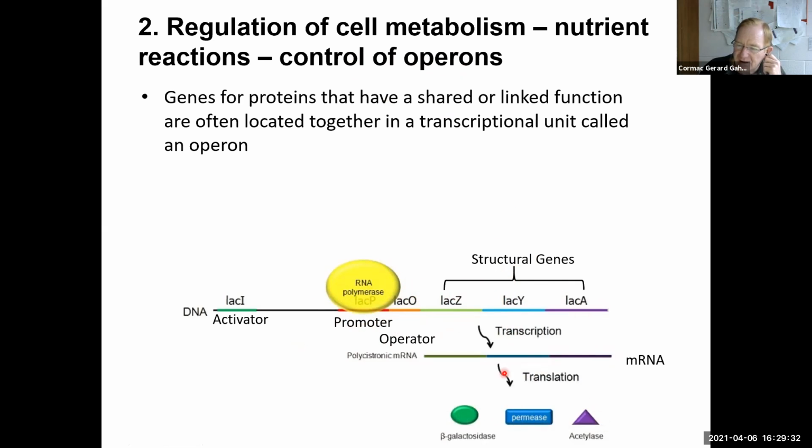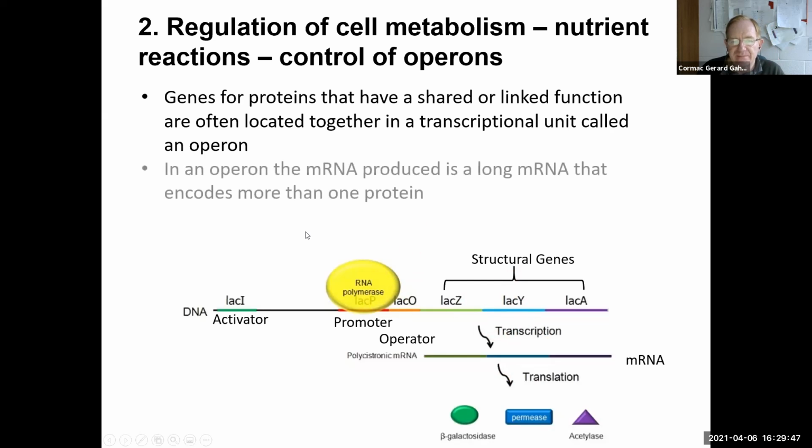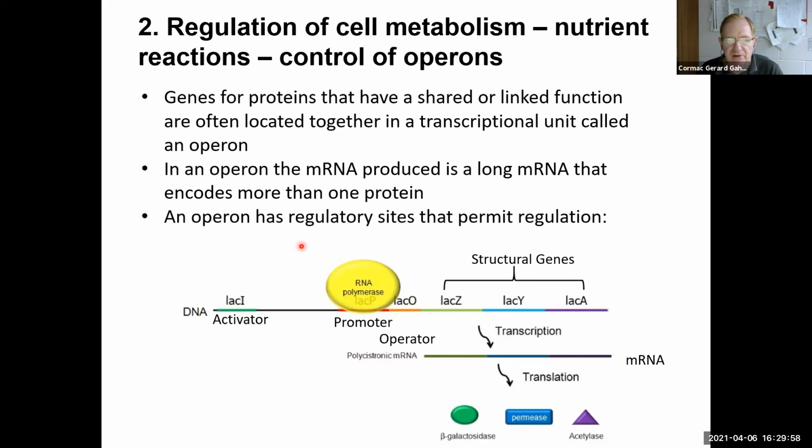So it means that these genes are linked because they're all involved in lactose metabolism. So there's no point in having one switched on. You need all 3 of them to metabolize lactose, and so they can be under the same regulatory element. So in an operon, the messenger RNA produced is one long messenger RNA that encodes more than one protein. So here you've got 3 proteins in this example, and an operon has regulatory sites that permit this regulation, which we'll look at in a moment.